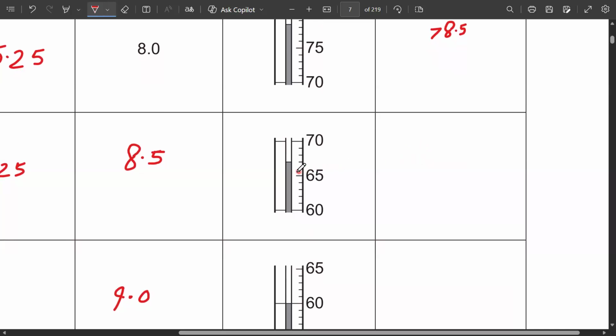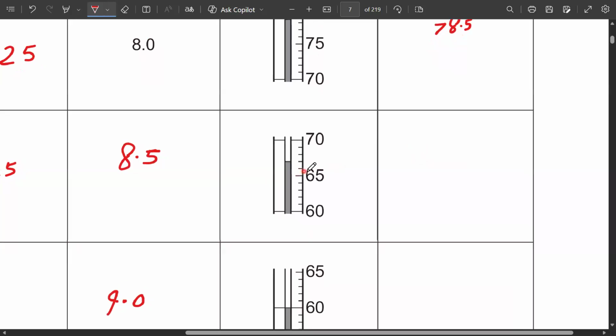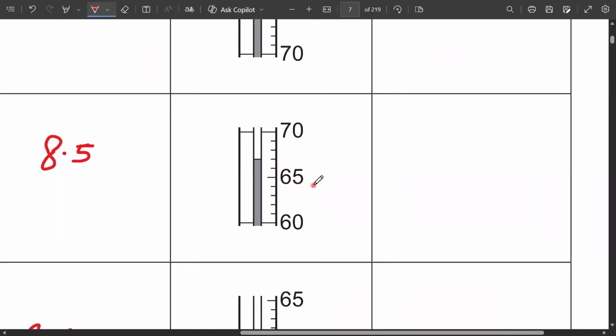Then this thermometer. Sarah, what do you think? What shall be the value for this thermometer?